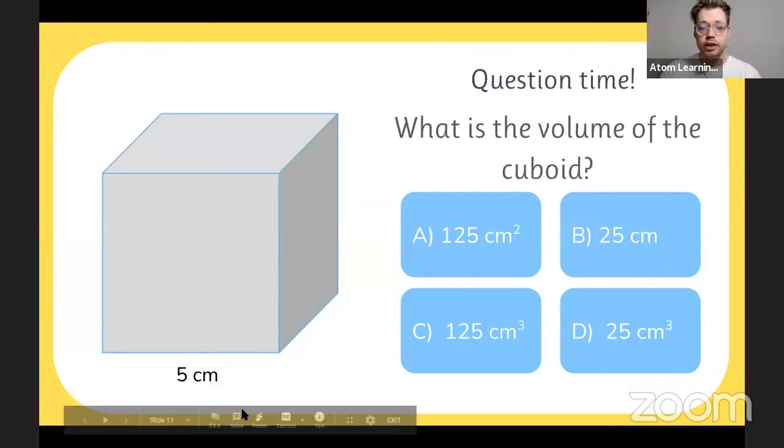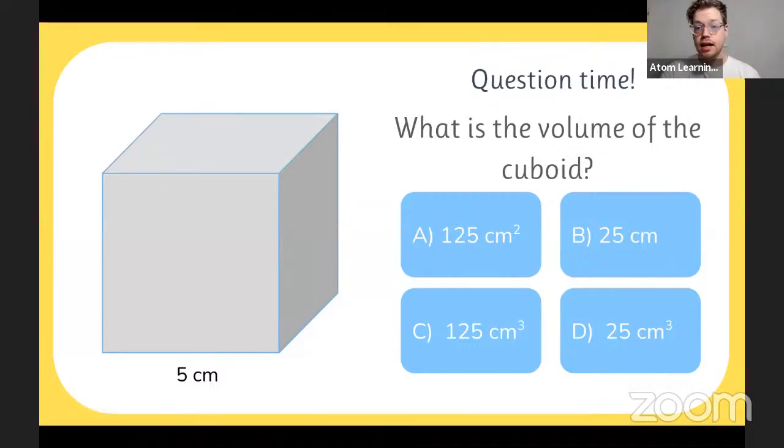Okay, so that's how we do it. So let's get straight into it. I'm going to move my face so you can see the side length. Let's relaunch my poll. What is the volume of this cuboid?